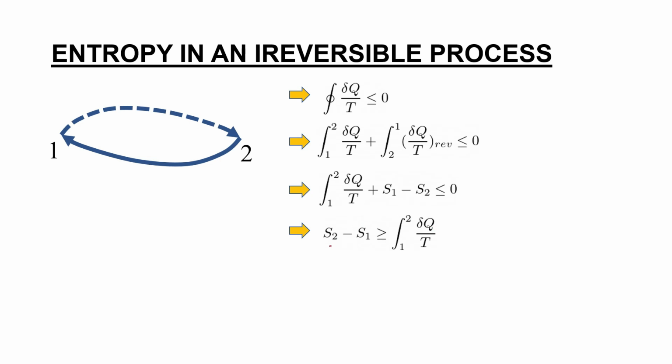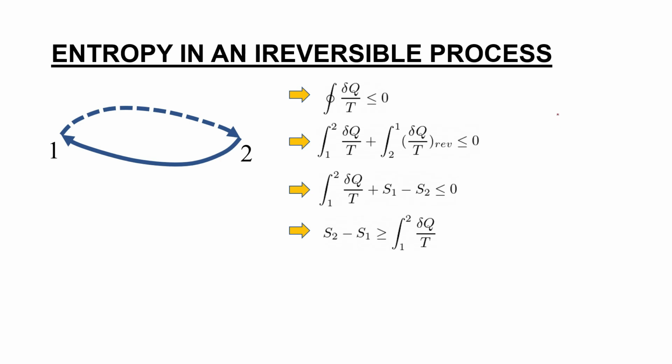So the entropy change of an irreversible process, that is equal to S2 minus S1, can be written as greater than integral 1 to 2 delta q by T. This is not equal to integral 1 to 2 delta q by T, but it will always be greater than it. So this is the entropy change in a reversible process. So entropy change in an irreversible process will always be greater than this quantity.